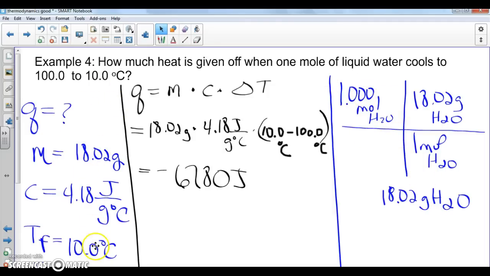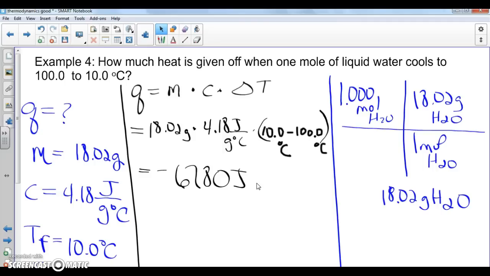Now that we've got our variables listed, we can plug them in. Q equals M times C times delta T. Plug in 18.02 for mass, plug in 4.18 joules per gram degree Celsius for C, and then delta T is going to be final 10.00 minus 100.00 degrees Celsius. So I get a negative when I multiply these numbers. If you need to, putting this in your calculator in parentheses would be helpful, or do it first and then put it in your calculator. Putting parentheses around that will save you the trouble of doing something incorrectly. When you do this math, you get a negative 6,780 joules with sig figs.